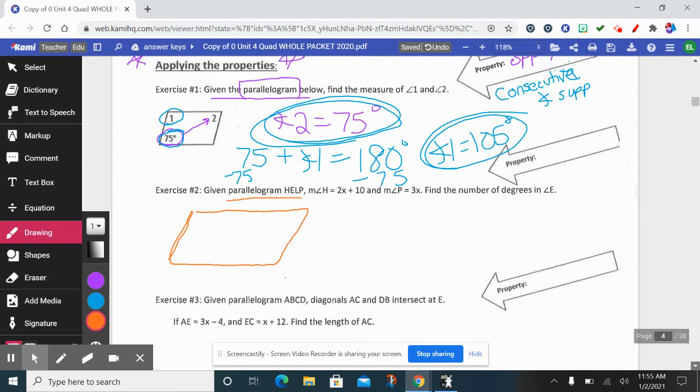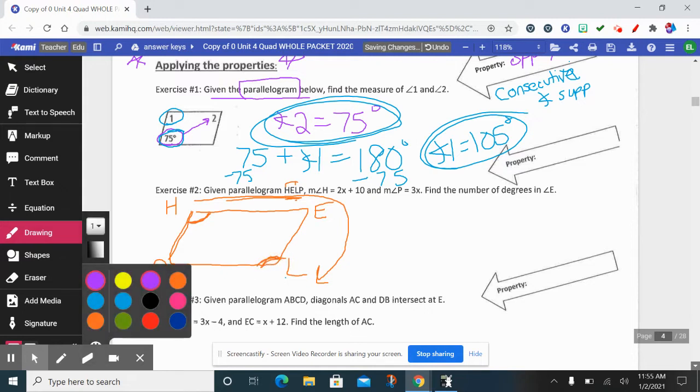So it doesn't matter what corner you start in, but you need to go around the shape, H-E-L-P. So you notice I didn't skip any corners. I started at H, I went to E, I rounded the corner L, and came back to P. Because the order of there tells me that H and the L are opposite each other because it's the first and the third letter. So that means the H angle and the L angle are the obtuse ones. Or acute, I don't know about the measures. And the E is going to be equal to the P.